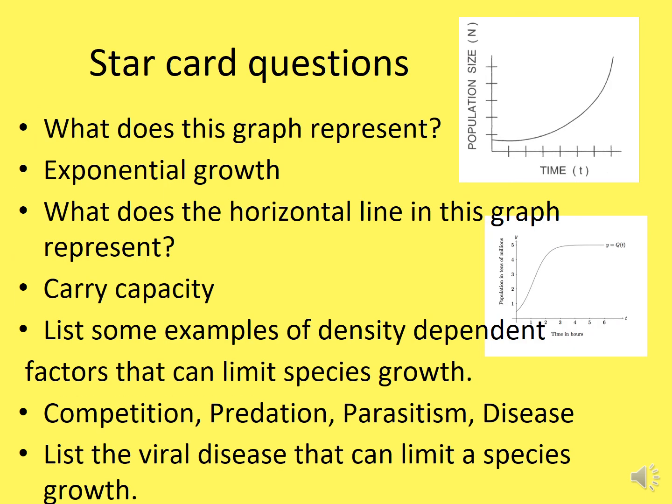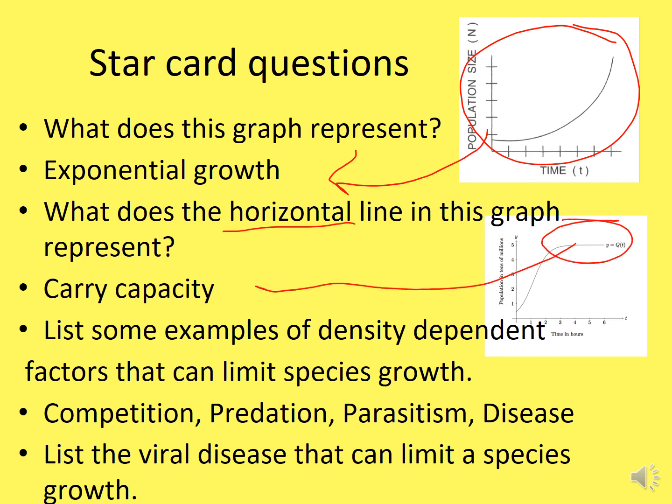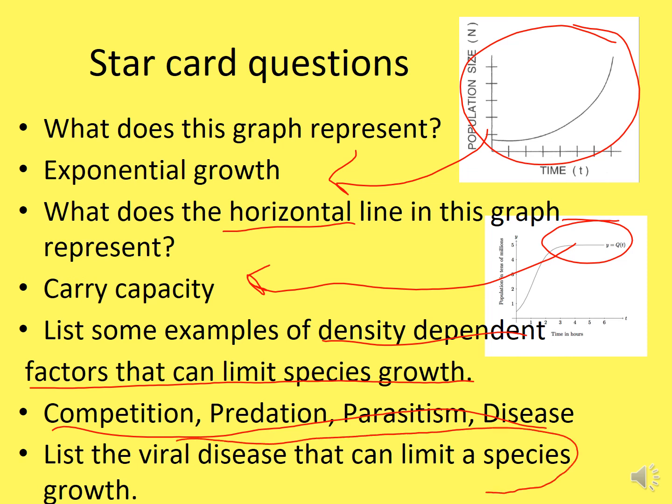So let's just review. What does this graph show right here? That shows exponential growth, right? What does the horizontal line do? This horizontal line means we reached a cap, and our cap is called a carrying capacity. So what are density dependent factors? Factors that can limit species growth. And remember, we talked about what those could be, like disease, competition, predation, parasites, and then of course viral diseases that can limit growth. We talked about some: TB, Dutch elm disease, AIDS. But that's it. That's the last of our ecology.